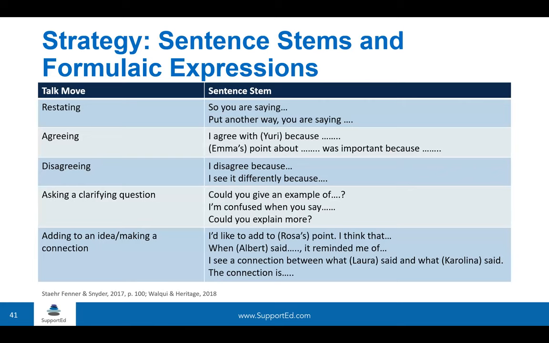Another strategy is providing students sentence stems and formulaic expressions to support them in different talk moves. You can see examples here for restating, agreeing, adding to an idea, making a connection. These are very critical for SLIFE students to use, but your students in general, even native English speakers who might need a little extra support, might benefit from these as well.